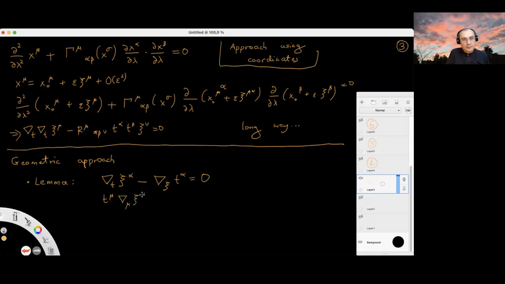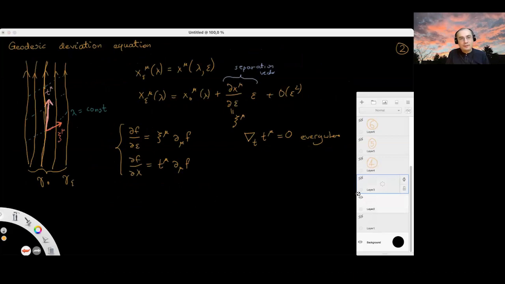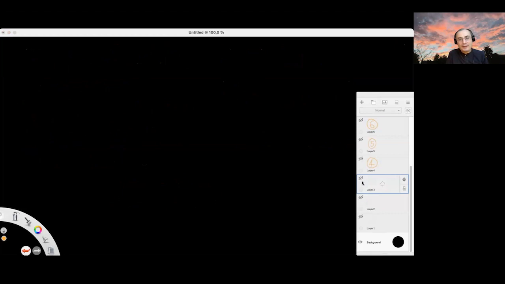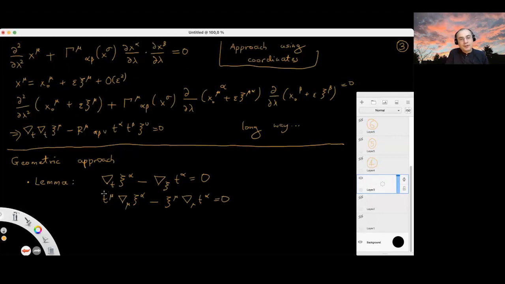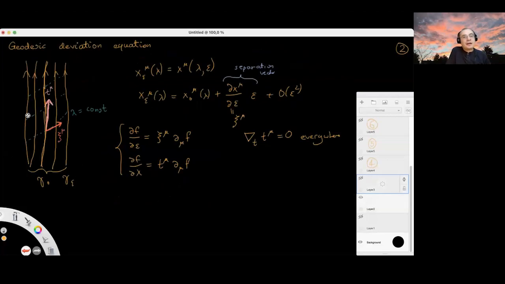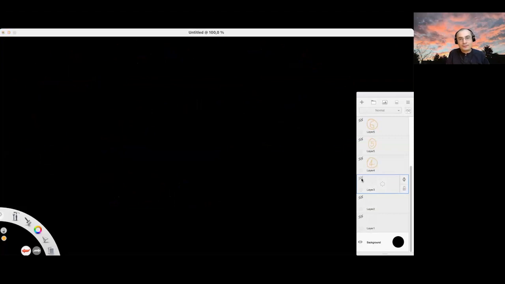We can write it also this way. I'm taking the covariant gradient of xi here. This is a bit of a tricky thing because note that t and xi are not defined over the whole spacetime. They're just defined within this two-dimensional surface formed by this family. But that's okay because I'm only differentiating in direction of t and xi, which are tangent to the surface anyway. So there is no problem here.